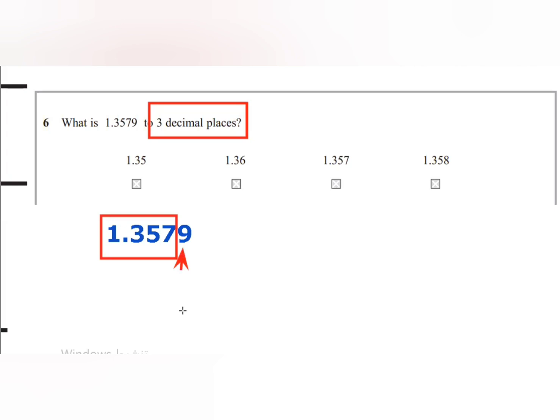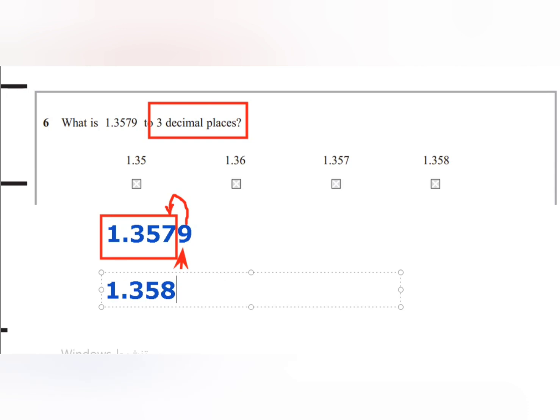If it's 5 or more, it means we're going to add 1 to the number before it. If it's less than 5, we're not going to add anything to it. So here we have 9, it means we have to add 1 here. So it's going to be an 8. And the final answer, let's write it here, it's going to be 1.358. And this is the idea of this question.